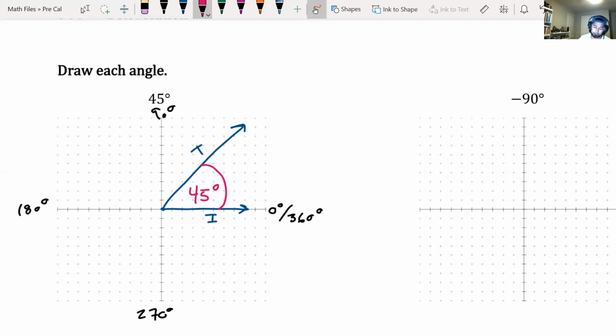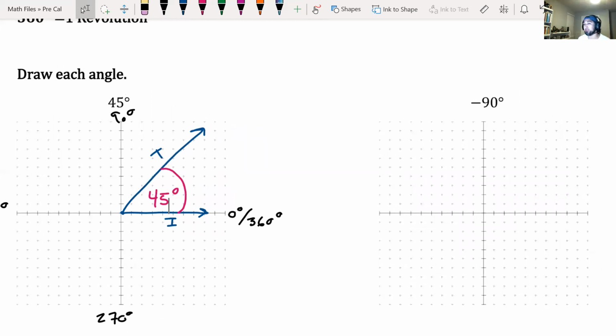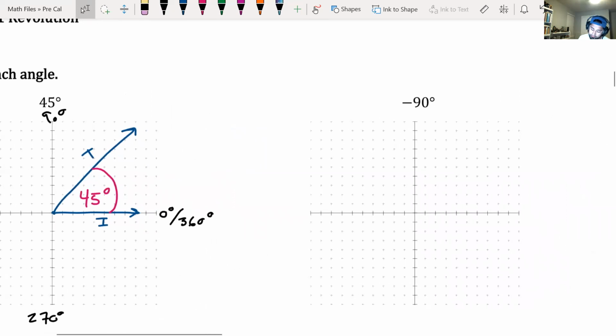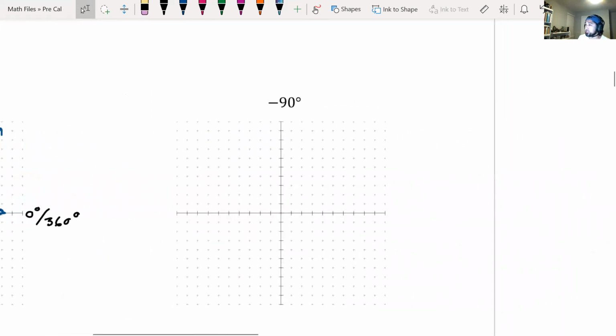I have a question. What's up? Are there any cases where the initial side would start somewhere else? If we're not dealing on the rectangular plane, then yeah, it could start anywhere. But other than that, it's always going to be on the positive x-axis. It'd be different if we were teaching geometry, but we're in trigonometry.